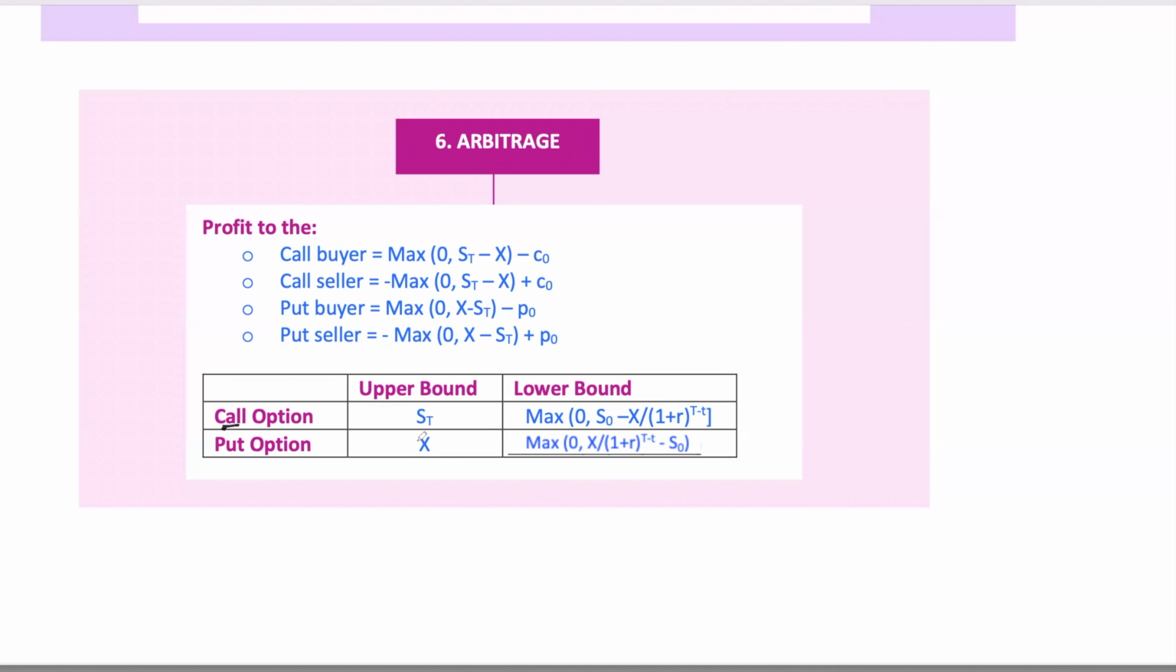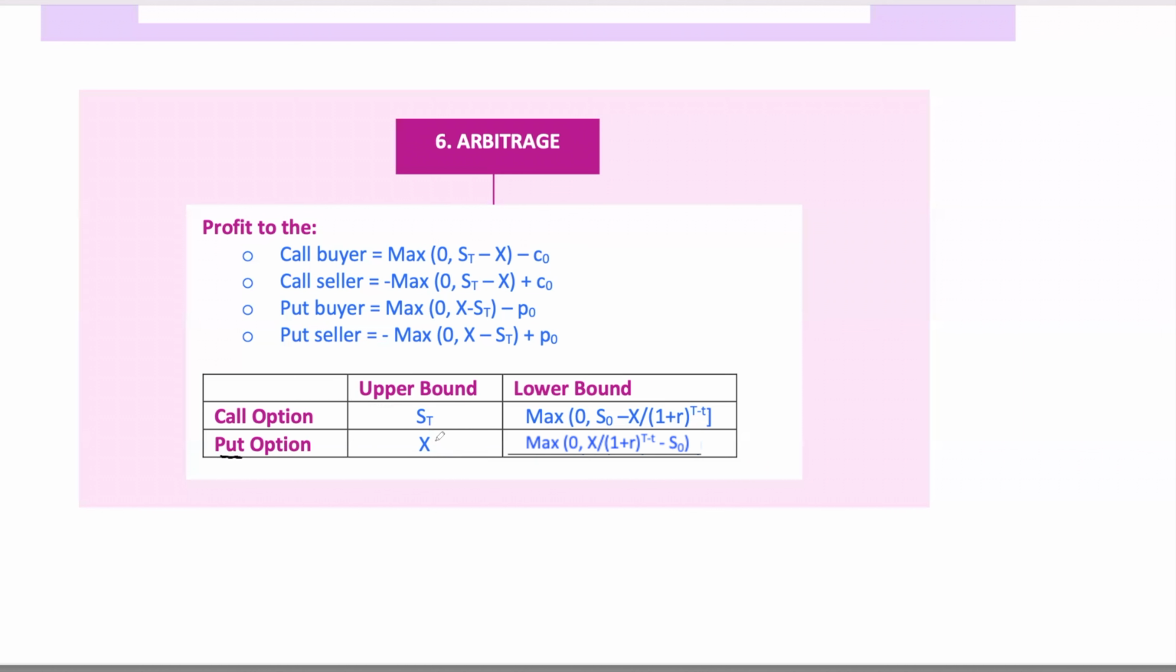Now, on the flip side, let's talk about the upper bound, or the highest possible price for an option. For call options, the most expensive they can get is simply the stock price itself. Why? Because if a call option were ever priced higher than the stock, you just buy the stock directly instead of paying for the option.